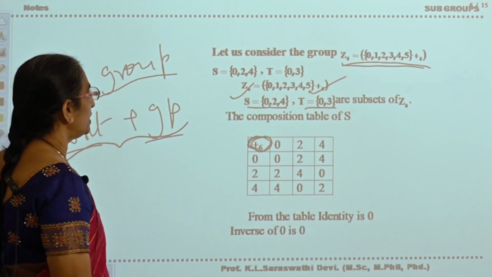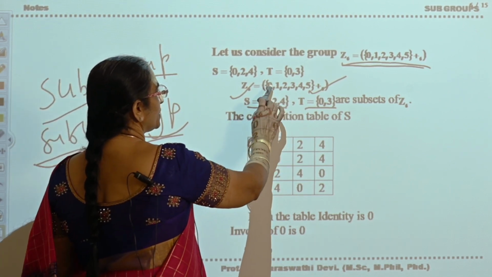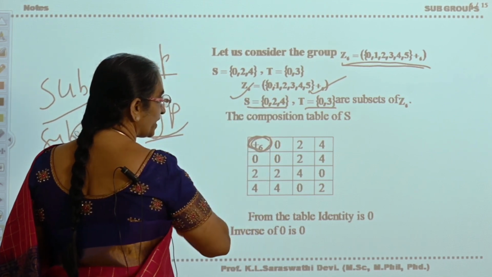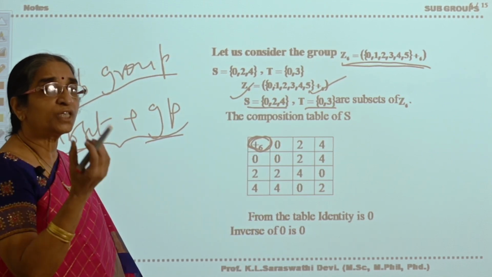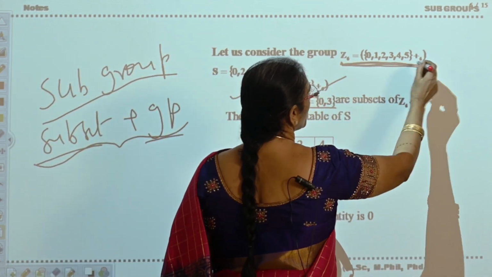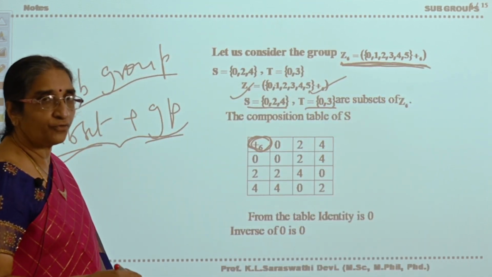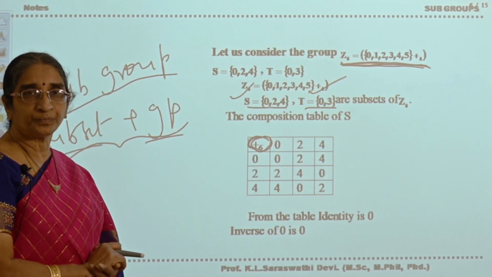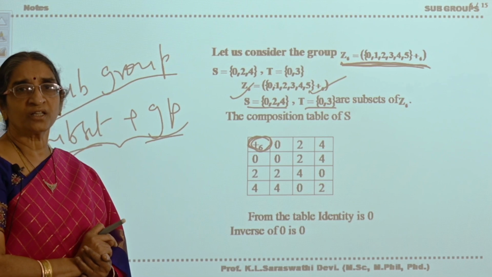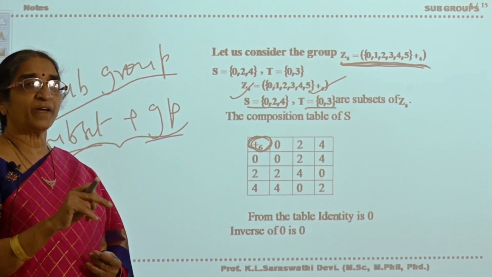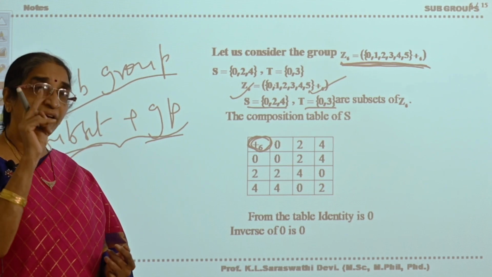Now see here. 0, 2, 4 is a subset of Z6. It is becoming a group with respect to addition modulo 6, which is the original operator with respect to which the main set is a group. Therefore, a subgroup means it is a subset which becomes a group itself with respect to the operator of the main group.